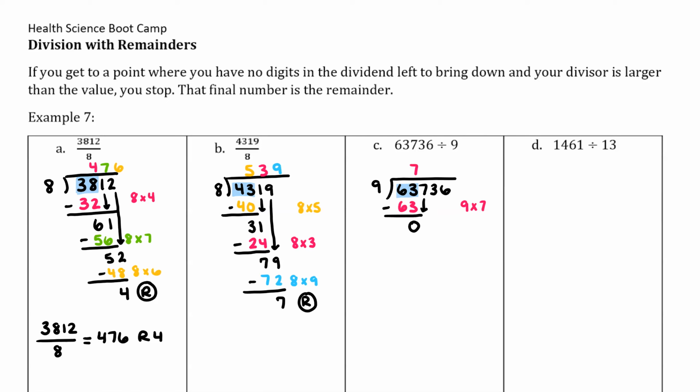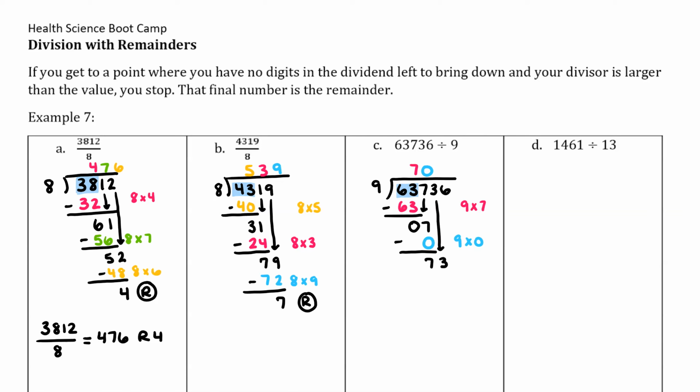Now bring the 7 down. What can I times 9 by to get close to 7? Well, 9 times 1 is too big, so I'm going to do 9 times 0. 9 times 0 equals 0, because anything times 0 is 0. So 0 goes upstairs as part of my answer, and it happens to also go downstairs as my subtraction. 7 minus 0 is still 7, and I'm going to bring my 3 down.